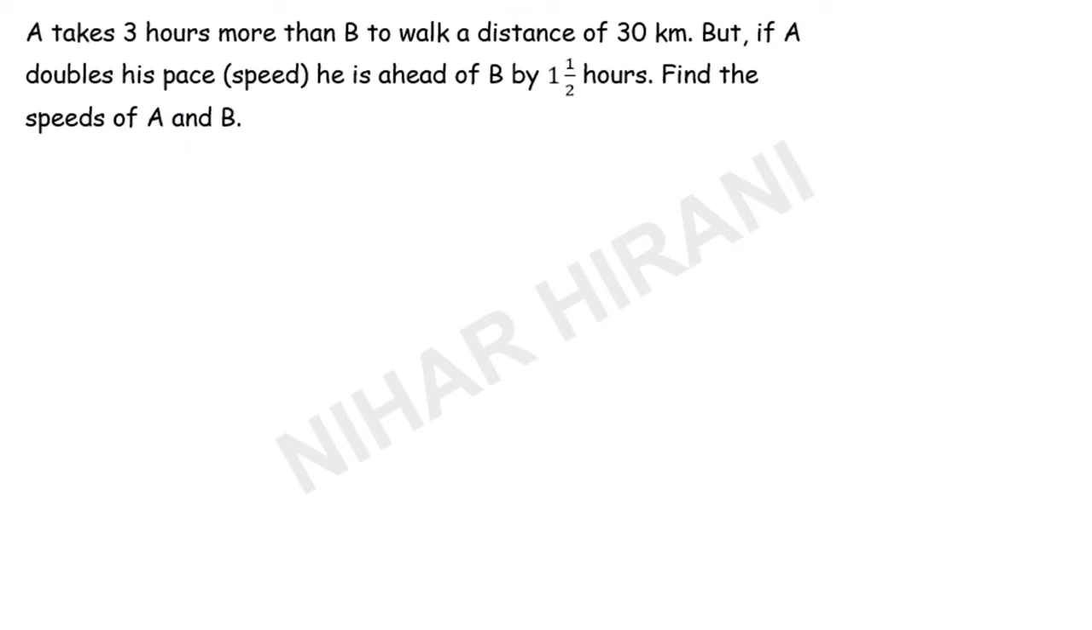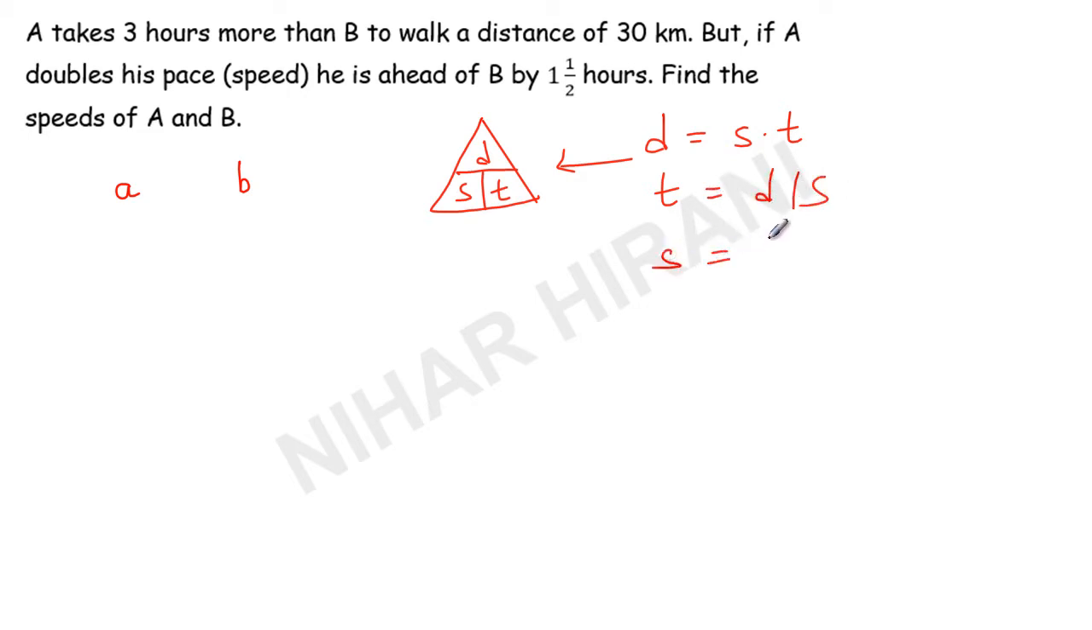So here let us say speed of A is small a and speed of B is small b. Now we know the formula of speed, distance and time. If you do not know that formula, I will help you to recall it. So let us say this is D, this is S, this is T. This triangle will help me to get all the formulas. If I want distance, then distance is equal to speed times time. If I want time, then time is equal to distance over speed. If I want speed, that will be distance over time. So this triangle can help you to recall all the formulas.